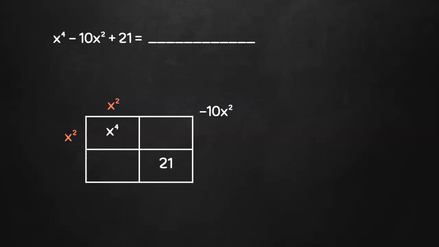Now you think about what two numbers multiply to a positive 21, but then add to a negative 10, and that gets you negative 7 and negative 3. So when we finish the inside of our box, we see that it does check out, and we can write our two factors as x squared minus 7 and x squared minus 3.